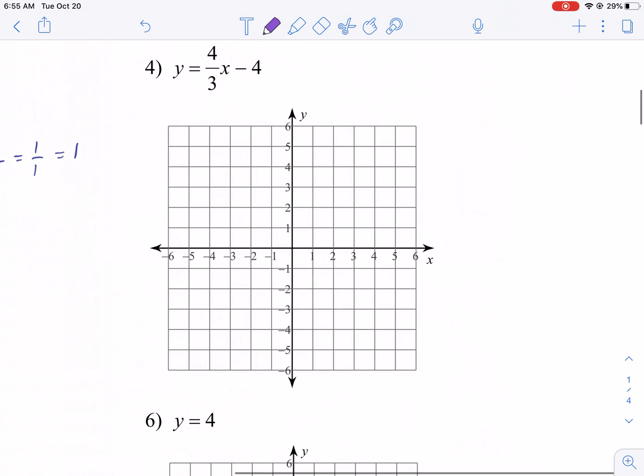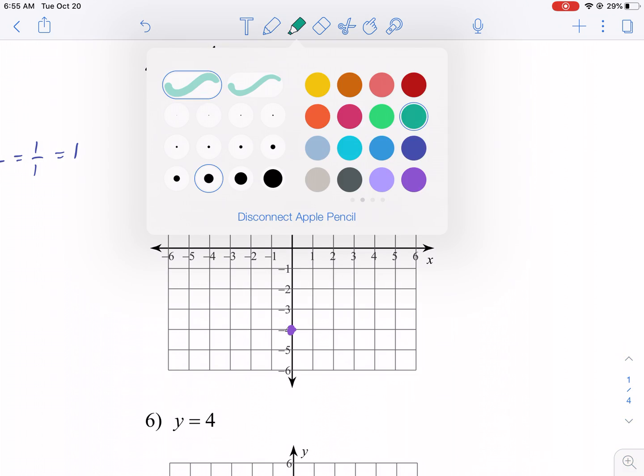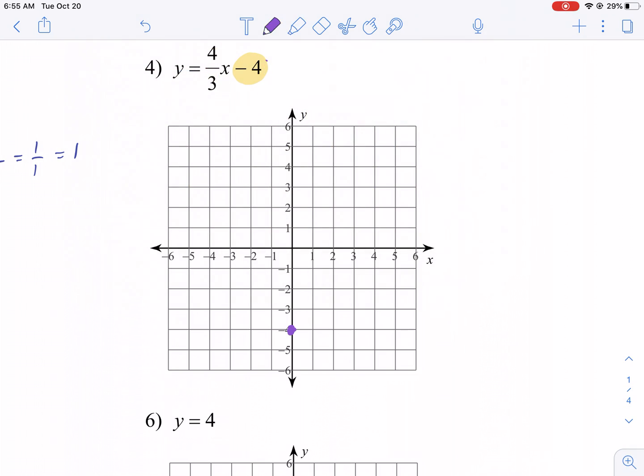Start with -4. Boom, there's -4. There's our y-intercept. Remember, you want to keep the sign in front of your y-intercept. So if it's negative, it's negative. If it's positive, positive, okay? My rise is 4. My run is 3. So I go up 4, 1, 2, 3, 4, 1, 2, 3. Boom. Connect my dots. Boom.